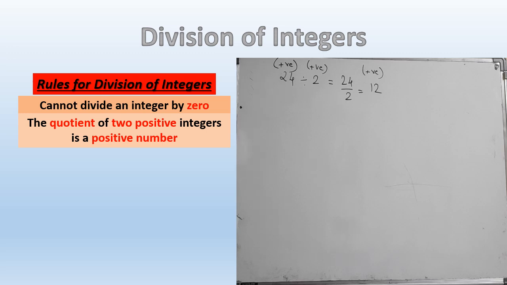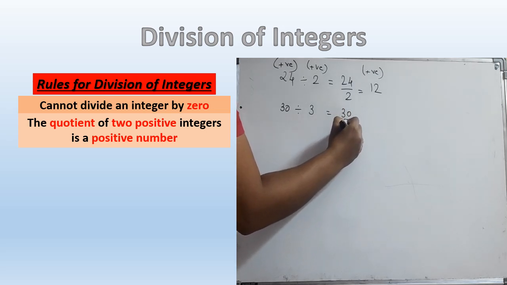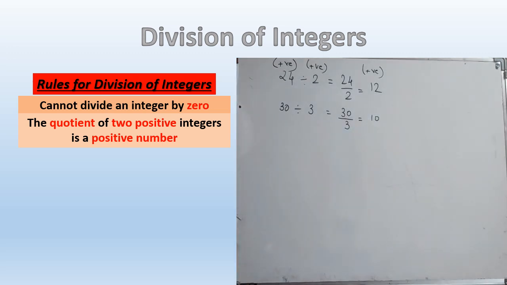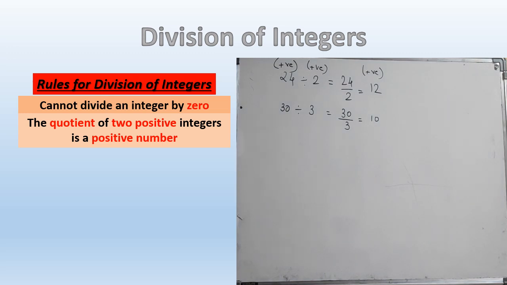Understanding? See, it is like the multiplication rules only. Only instead of product you have quotient. That is the only word change over here. Otherwise, it's nearly the same thing. Okay. One more example. Say I have got 30 divided by 3. So this will be 30 upon 3, that is equal to 10. Positive divided by positive, the answer is positive.